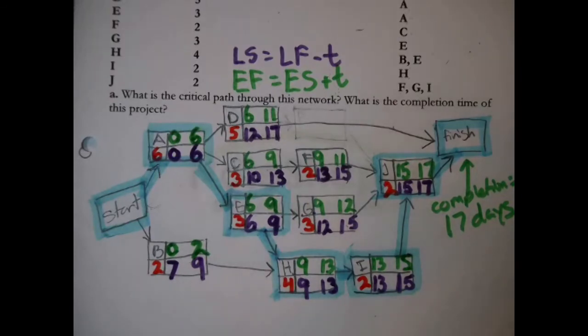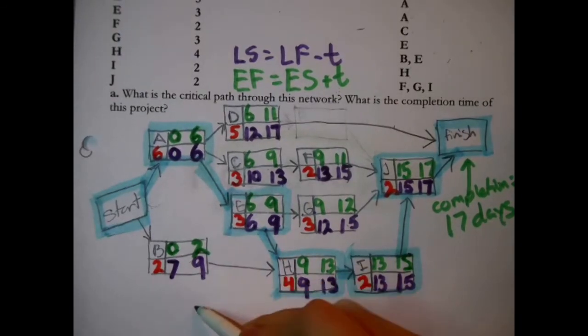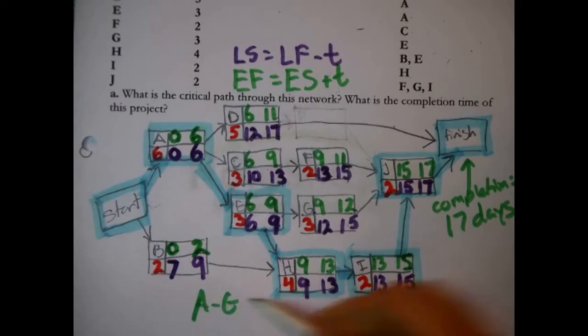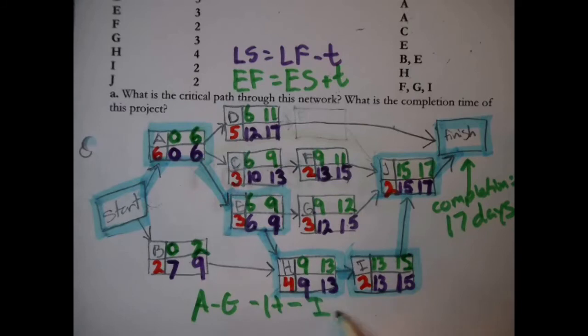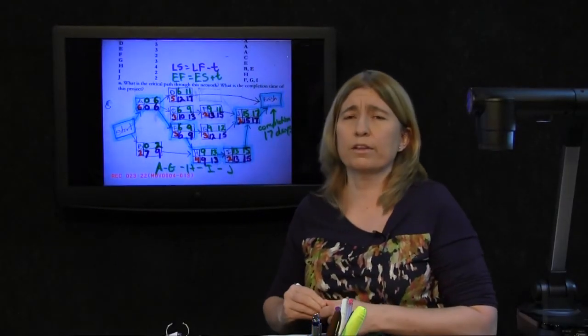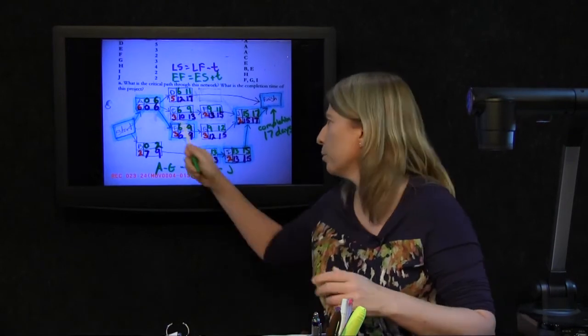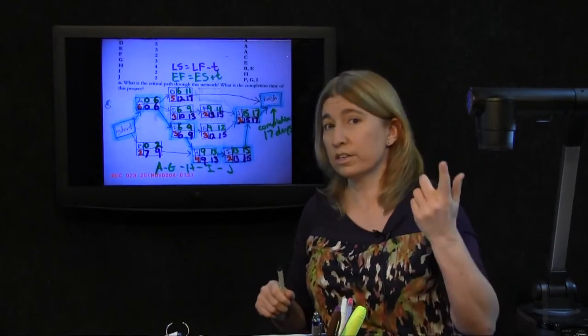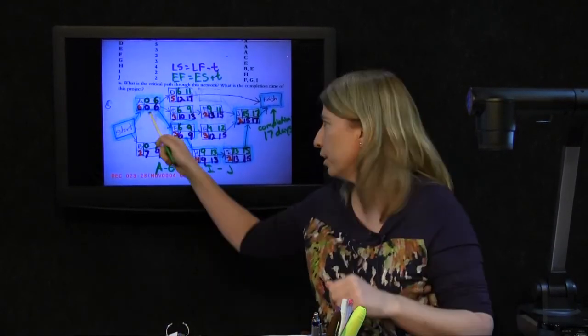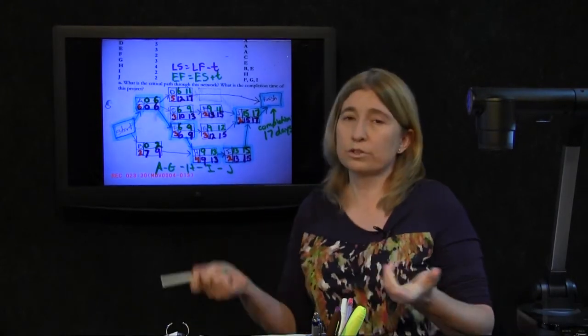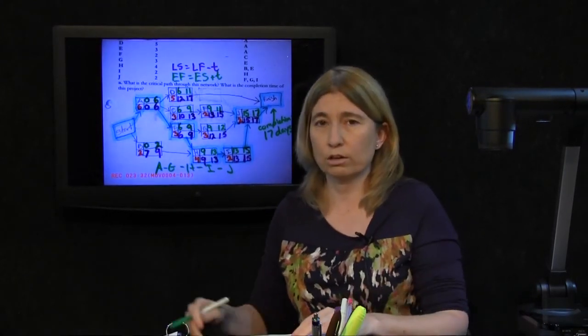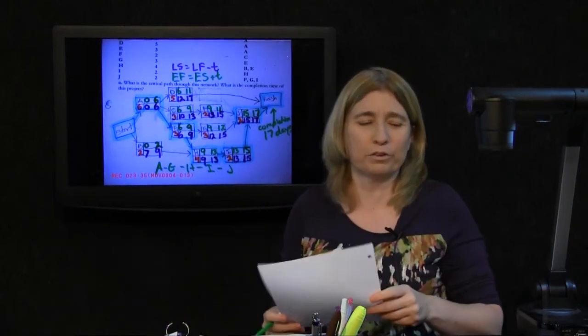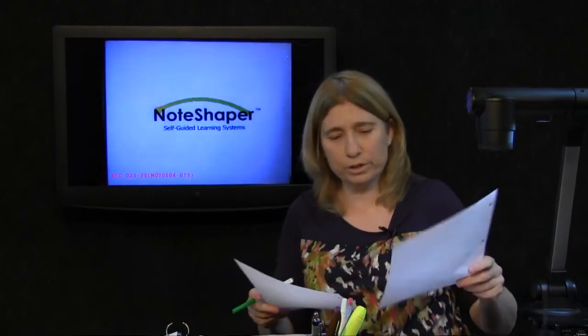We could summarize it as A, E, H, I, J. There is the longest path through the network. If you add up the work along that path, it equals 17 days. There in the highlight pen is the reason that the project's 17 days long. Now we at least got that first part of the scenario finished. What are the other questions?